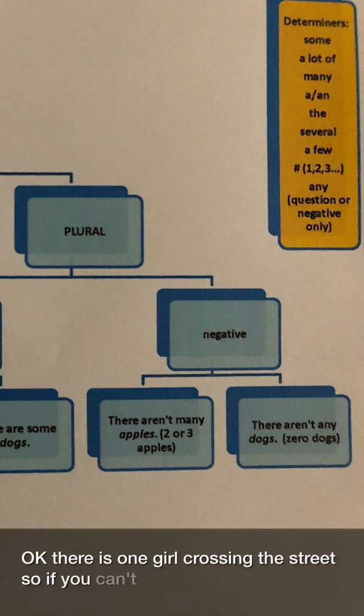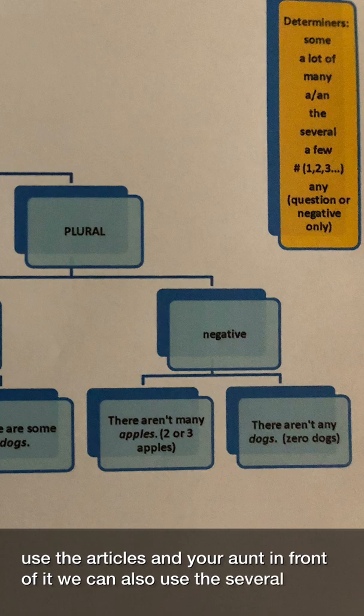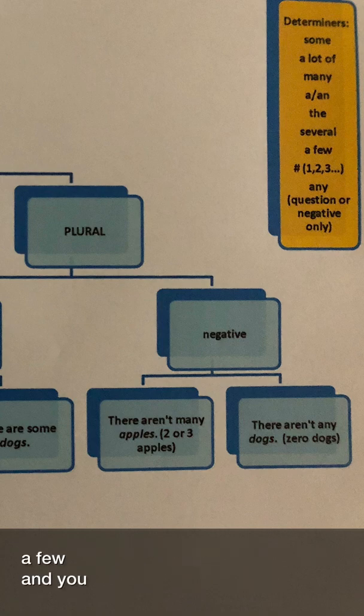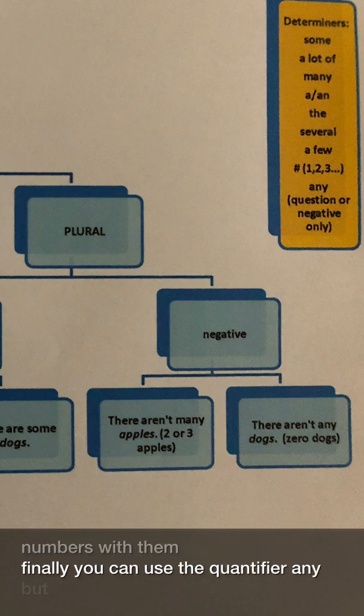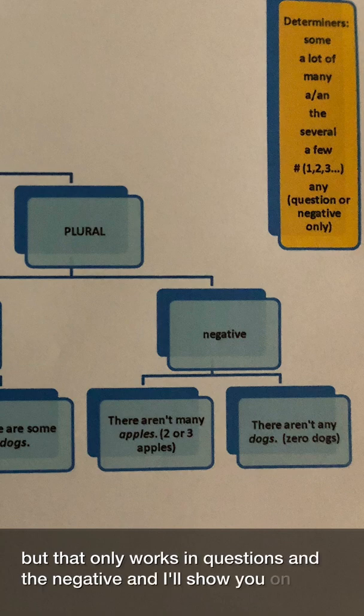So if you can't count a noun, you can't use the articles a or an in front of it. We can also use the, several, a few, and you can count. So you can use numbers with them. Finally, you can use the quantifier any, but that only works in questions and the negative. And I'll show you on this chart.